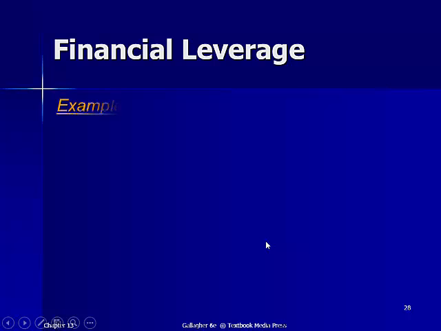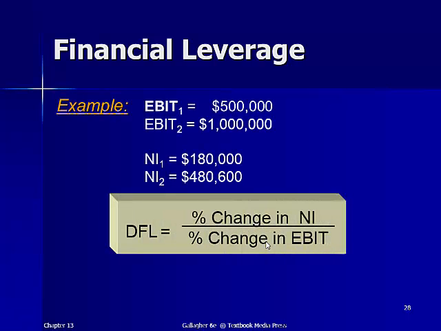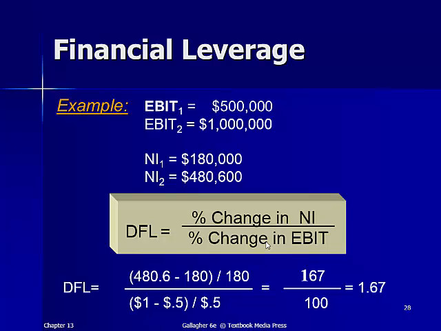And so we can compute that number. Here are our EBIT numbers for year 1 and year 2. Here are our net income numbers for year 1 and year 2. The percent change in net income is ending value minus beginning value over beginning value, which gives us 167%. And the percent change in operating income is the 1 million minus $500,000 over $500,000, which is a 100% change. So the degree of financial leverage is 1.67.